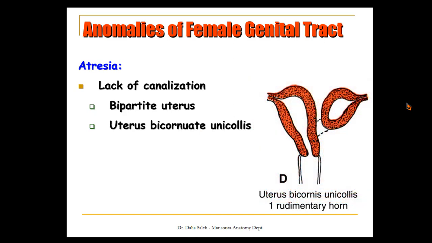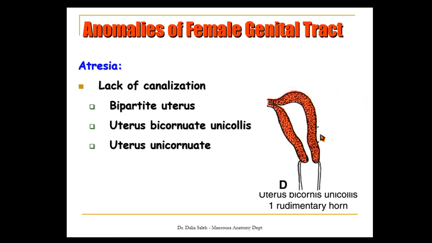The other anomaly is called uterus bicornuate unicollis. In this anomaly, if you want to understand it, you have two paramesonephric ducts. This one gets canalized, and the other one, just the upper part of it is canalized, while its lower part or its cervix here is not canalized. So we end up with two bodies and a single cervix. This part of the body of the uterus is hanging to the other half by just fibrous tissue.